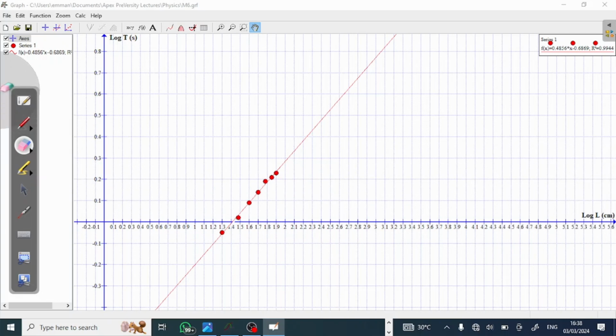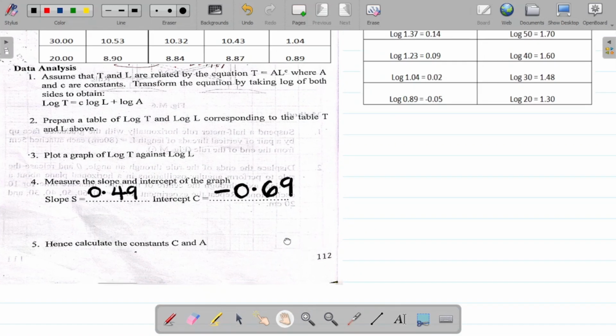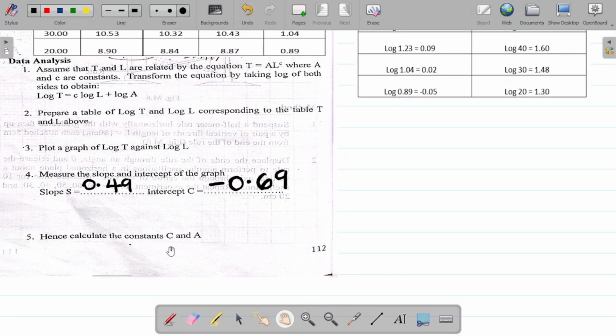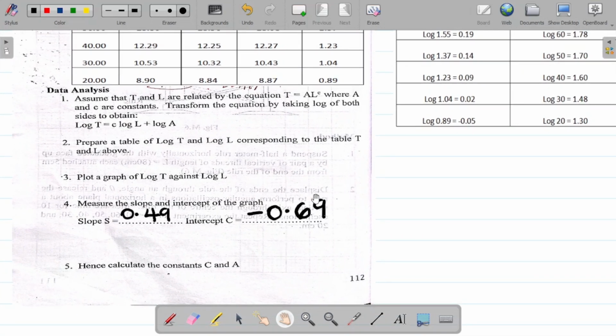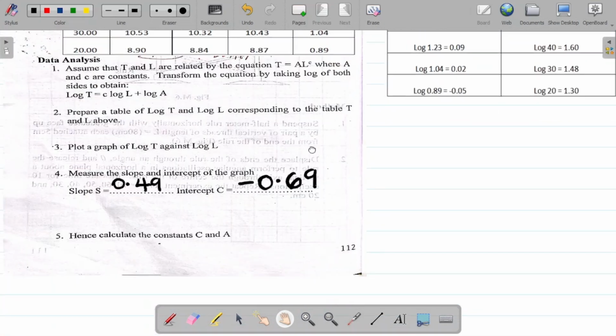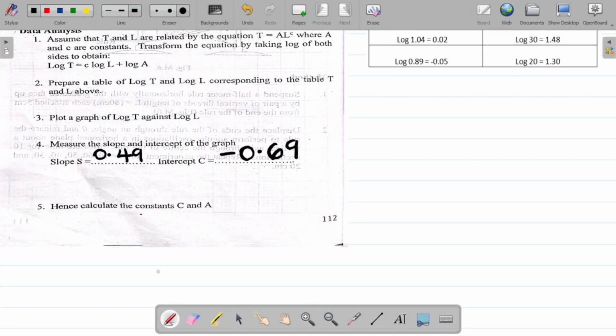All right, let's proceed. Going back to my work, that's how you get your slope and your intercept. What's next? Number 5 says, hence calculate the constant C and A. How do you calculate the constant C and A? Let me show you. First things first, recall your equation here. Recall this equation.